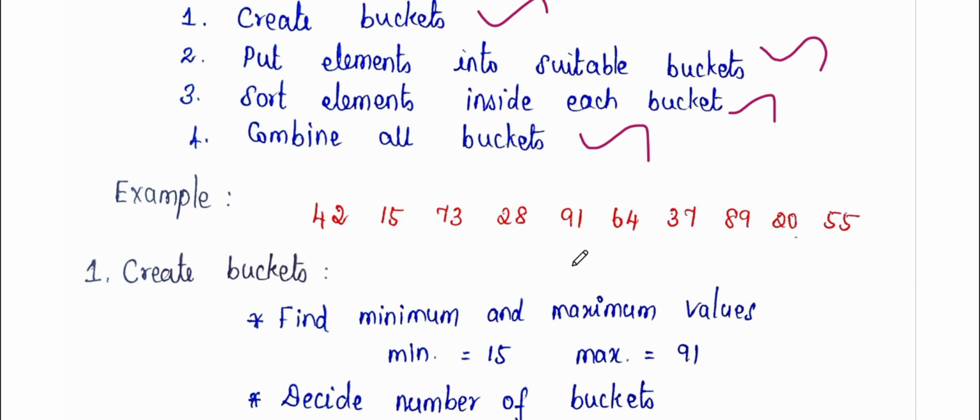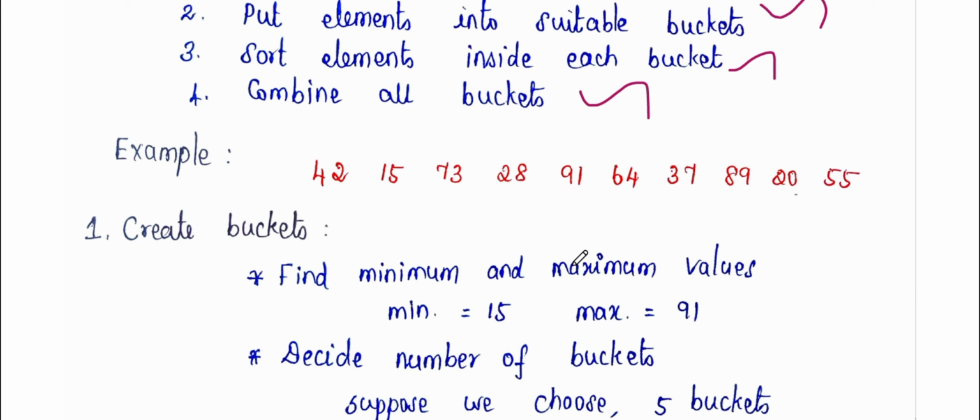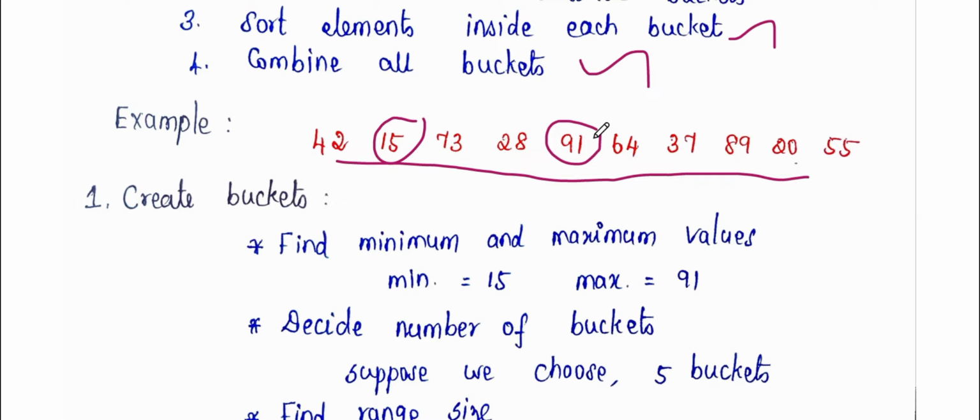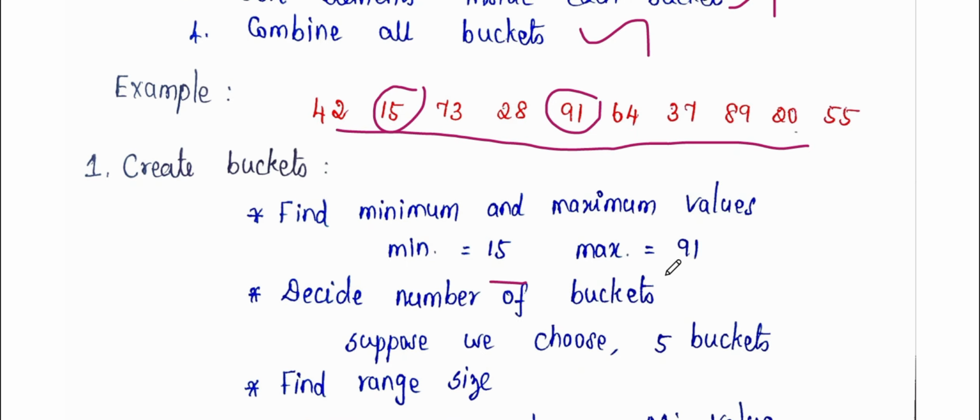Take this one as the example. First we create the buckets. One procedure is there to create the buckets: find the minimum and maximum value from this array. Which one is the minimum value here? 15 is the minimum value. The maximum value is 91. Take values 15 and 91.